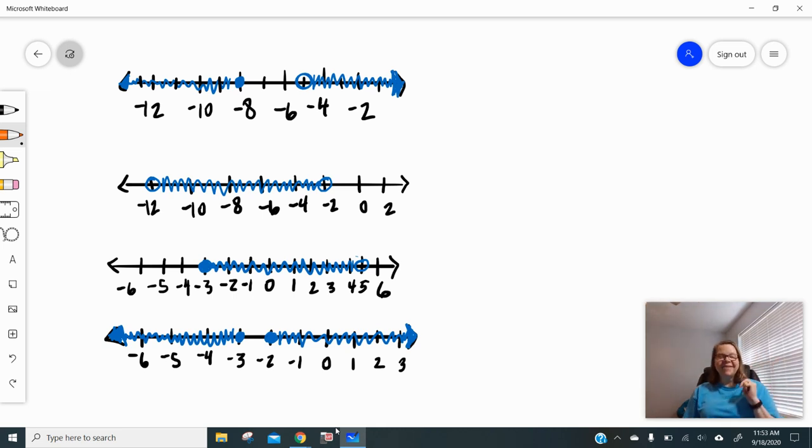Hey y'all, Miss Kennedy here from Algebra Student, and today we're looking at writing an inequality when you're given the graph. So it's kind of working backwards. It's the opposite of what you've been doing where you solved an inequality and then you had to graph it. Now I'm just giving you a graph and you have to work backwards.